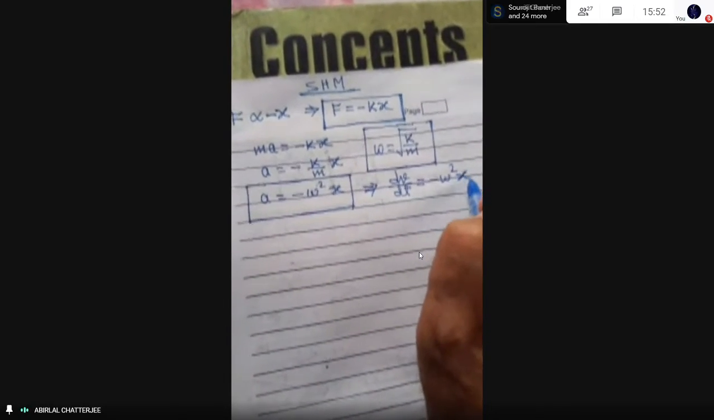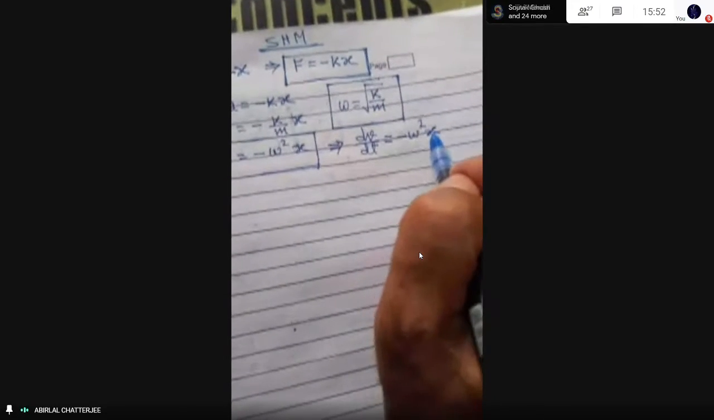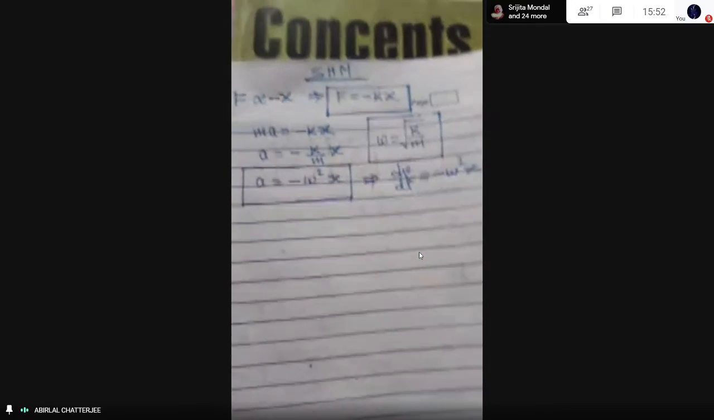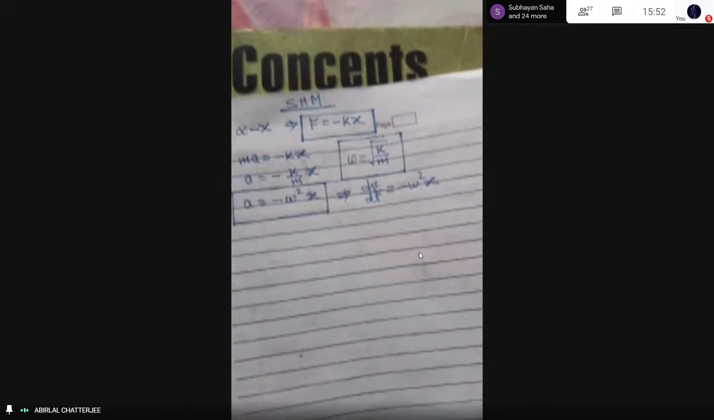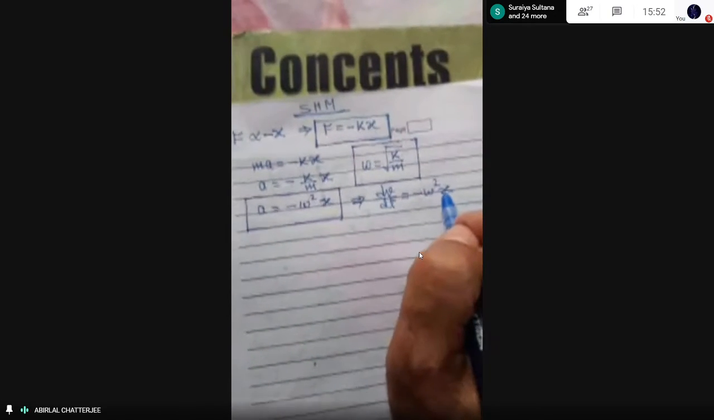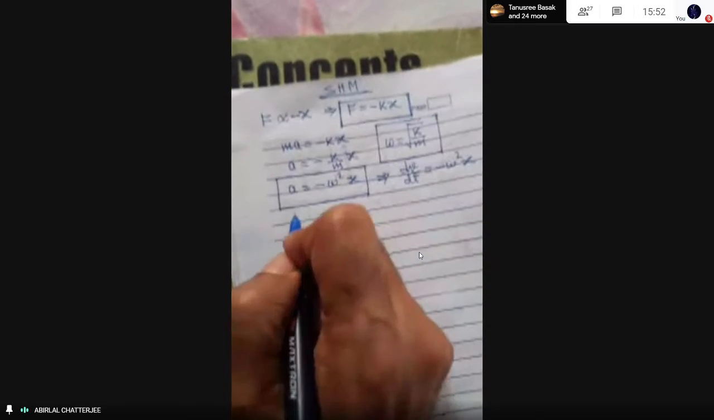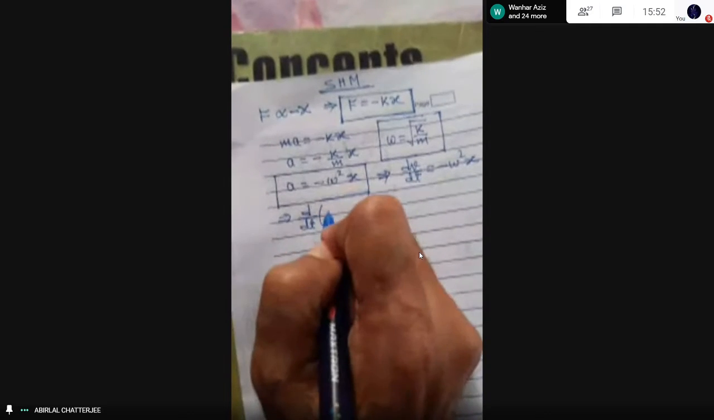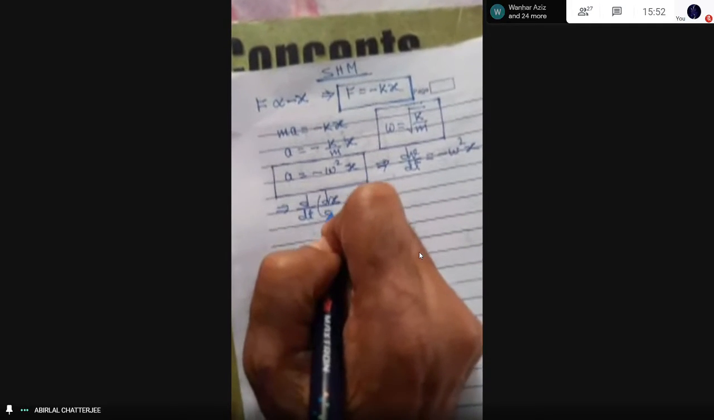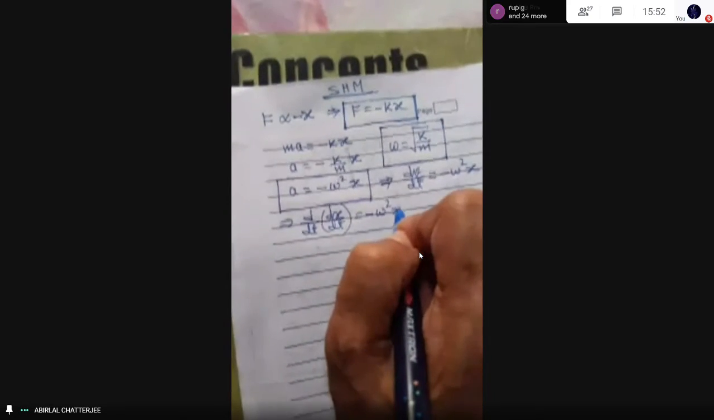So dv dt equals omega square x. Now velocity in terms of displacement: I want to write velocity in terms of displacement, so what will you write, sir? That means d/dt of dx/dt, where x is displacement and v is dx/dt, equals minus omega square x.